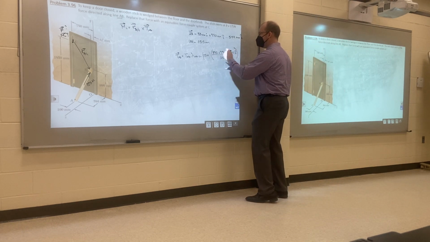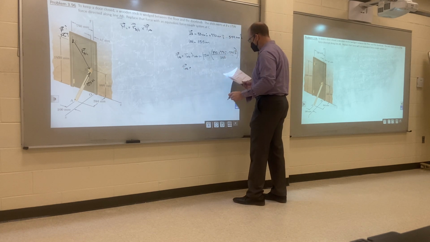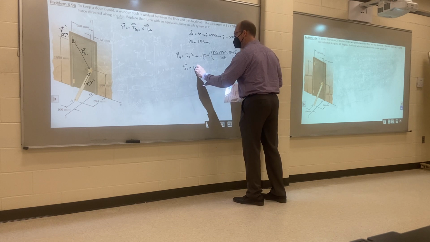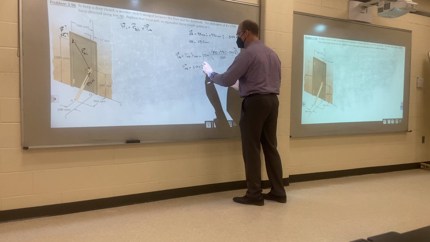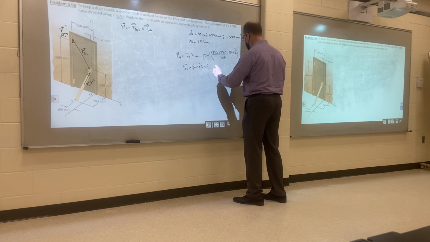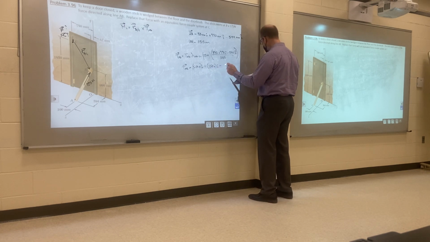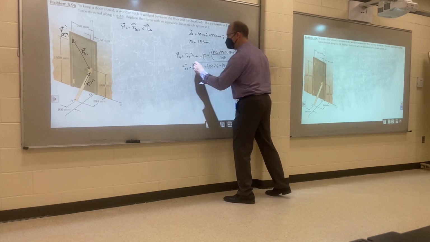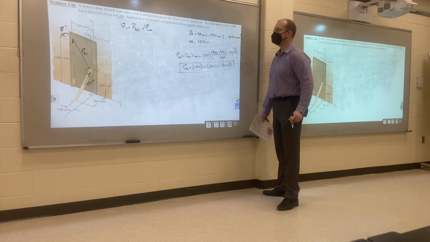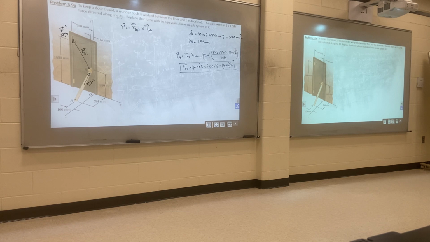This by that times that, this, and this, and you're going to get the rectangular components of TAB equal to 5.00 newtons I hat, plus 150 newtons J hat, and then minus 90 newtons K hat. And this is the resultant, or the equivalent force, in its Cartesian form.